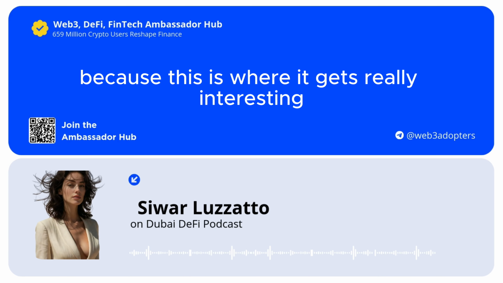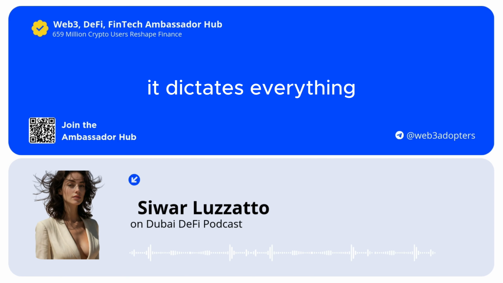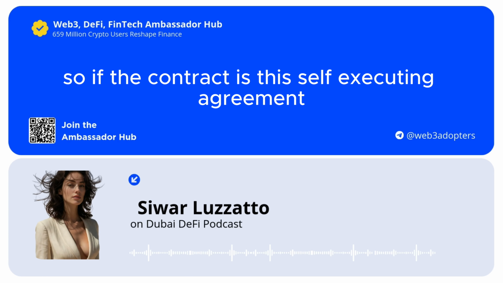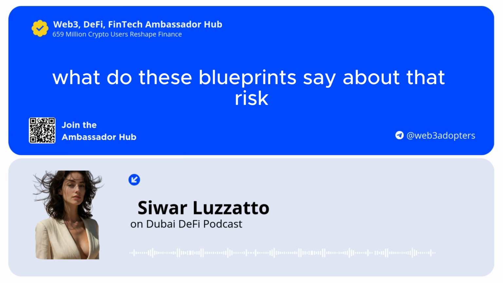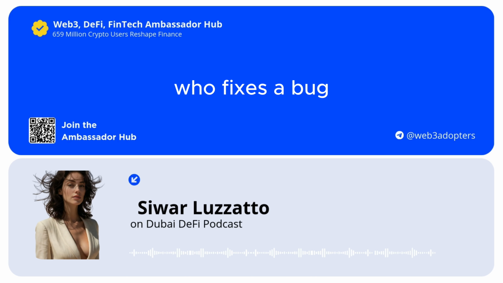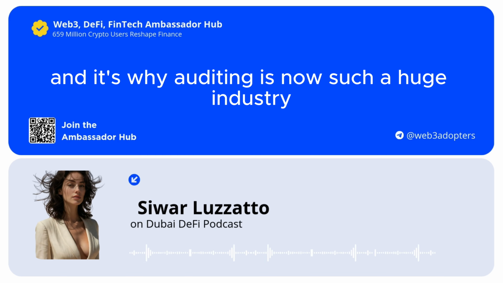Because this is where it gets really interesting for you. The smart contract is the core logic. It dictates everything. So if the contract is this self-executing agreement, what happens if there's a flaw? What do these blueprints say about that risk? I mean, if the code is immutable, who fixes a bug? That's the tension at the heart of all of this, and it's why auditing is now such a huge industry.